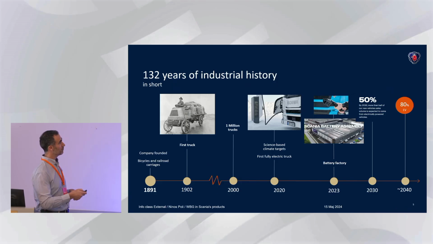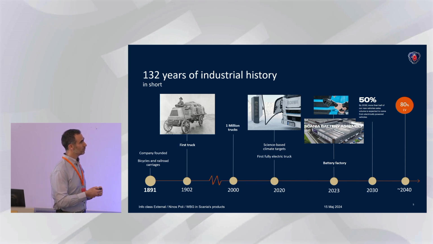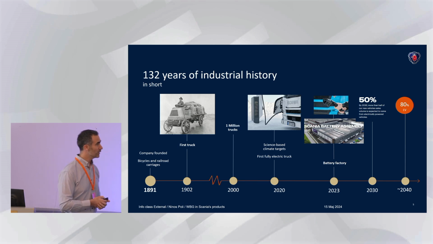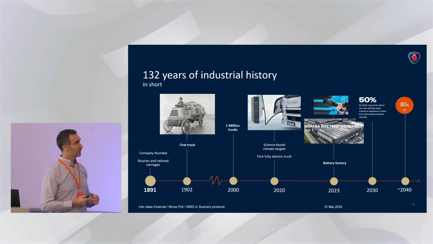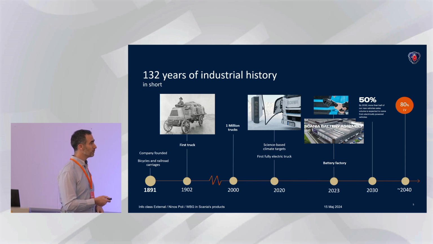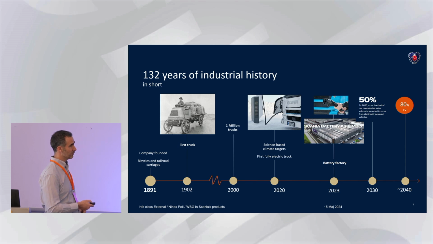A couple of milestones. Our first truck was built 120 years ago. Then in 2000, we built our 1 millionth truck. Our first fully electric truck came in 2020. Then we built our battery assembly factory last year. We purchase cells from Northvolt, and we assemble them into modules and then into packs. I can also mention that we demonstrated charging with the Megawatt Charging Standard last year together with ABB. And we have a couple of other milestones in the future that we hope to achieve. I will get back to some of those.